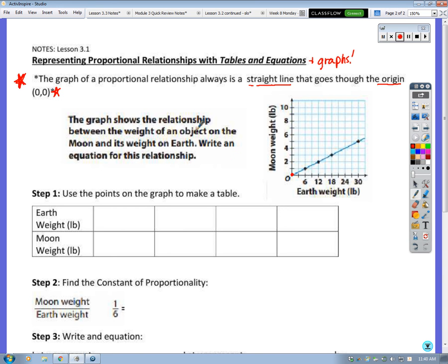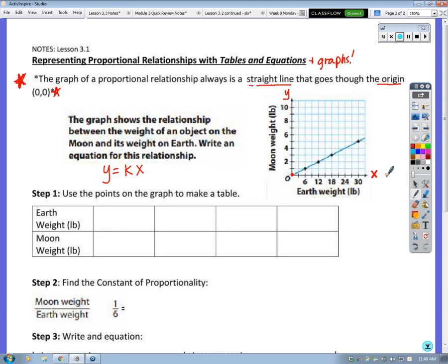So the graph shows the relationship between the weight of an object on the moon and its weight on Earth. Write an equation for this relationship. So that's going to be that y equals kx relationship. Looking at the graph, we have our y-axis here. This will always be your y-axis, this vertical one. And our x-axis here, horizontal, will always be the x-axis. So our variables are already identified for us.